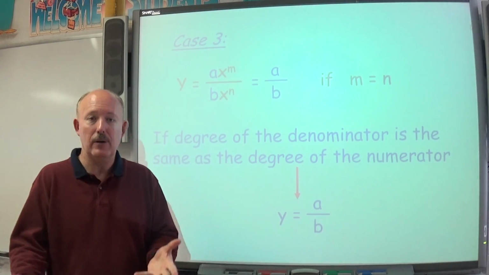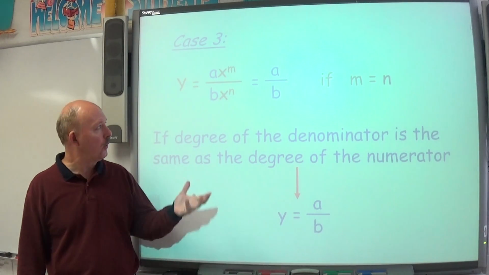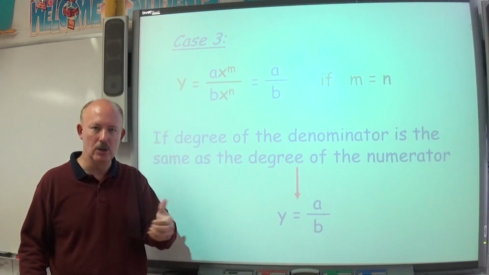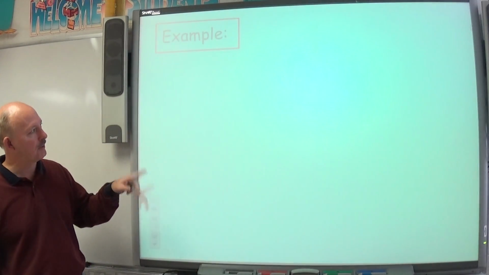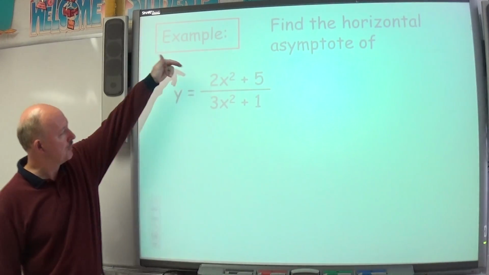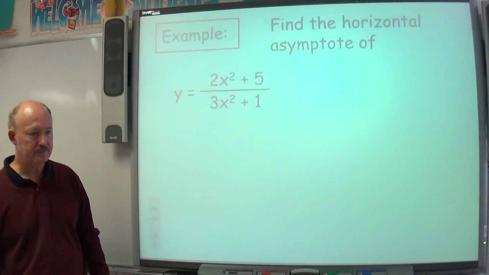Now, calculus students should pretty much be able to look at a rational function and tell by looking at it what the horizontal asymptote will be. Okay, let's look at an example of the third case though. Find the horizontal asymptote. This time we're going to do 2x squared plus 5 over 3x squared plus 1.